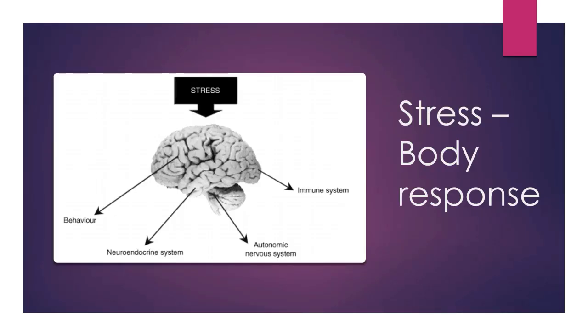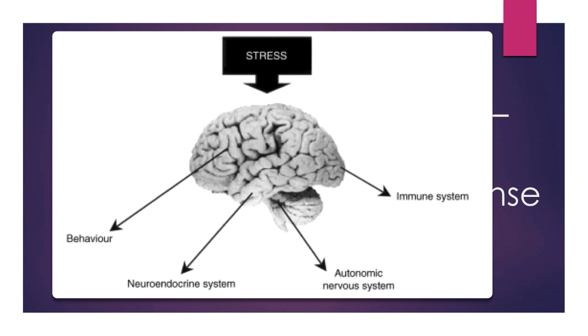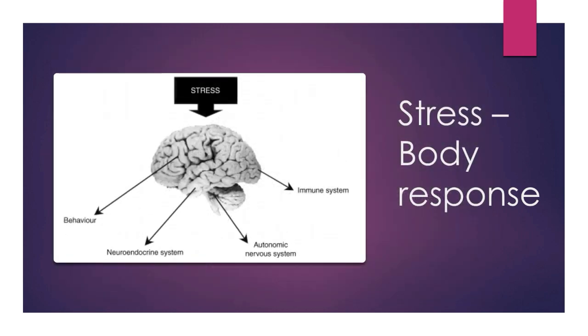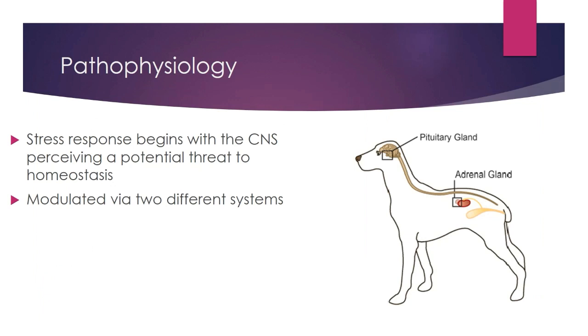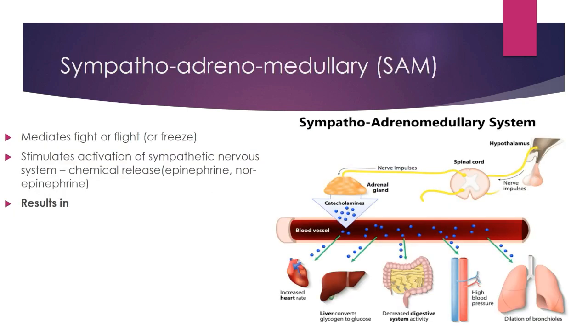So let's go into some physiology, the stress body response. Basically, the animal has something stressful that happens. It in turn stimulates their neuroendocrine system and their autonomic nervous system and their immune system, and then we get a behavior. So it begins in the central nervous system, and it perceives a potential threat to homeostasis, and it's modulated via two different systems. The sympatho-adrenal medullary system, which we call SAM, and the hypothalamic-pituitary adrenal axis. So the SAM system, this is what mediates fight or flight or freeze. Everyone's heard about that, right?